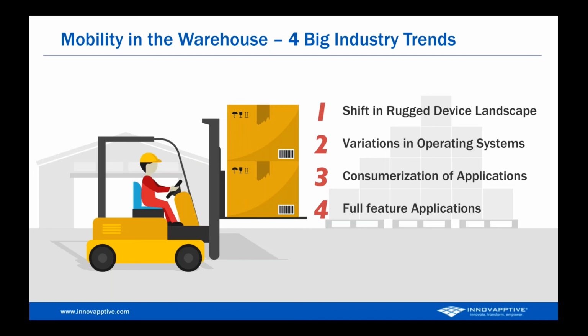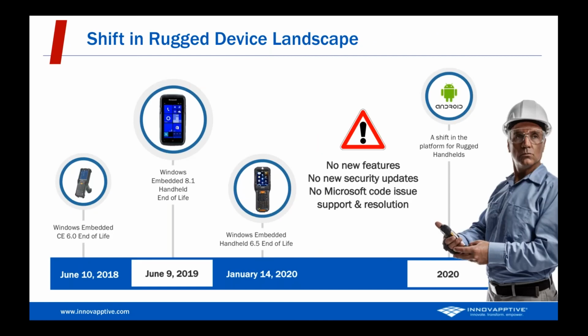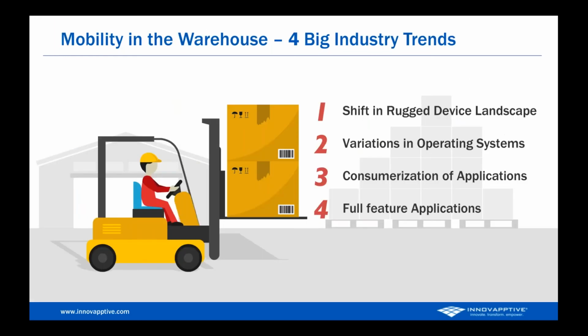So the first one is the shift in the rugged device landscape. We're then going to talk about the growth in different operating systems and the consumerization of applications, which has been a big change in the market in recent years. And then we'll talk about an example of some of the changes that are going on in mobile applications. So we're going to take each one of those in turn and go into a bit more detail.